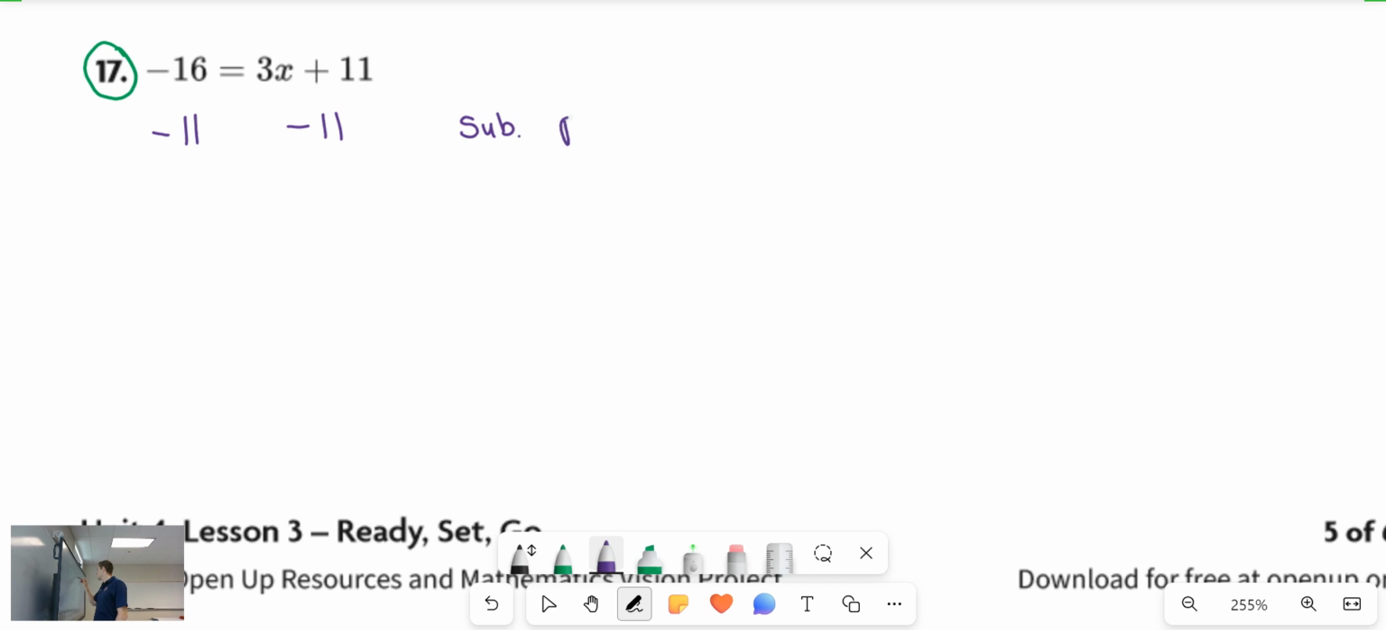The subtraction property of equality. And we'll write out equality all the way, because if I write just "equal," that might be confusing. So now we have -27 equals, and now it should just be 3x. Oh, it did not write that for me. There we go, 3x.